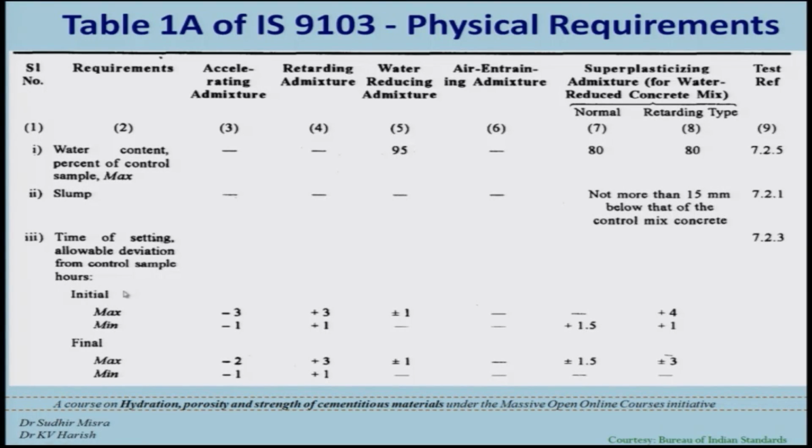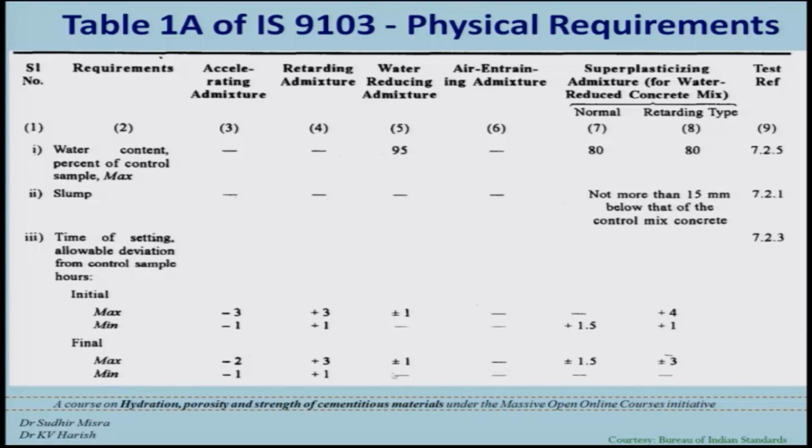Time of setting. So, again time of setting, as we all know that we have both initial and final setting time. Assuming the control sample expressed in hours, the initial setting value maximum and minimum are shown here. So, for accelerating admixture it is -3, for retarding admixture it is +3, for water reducing admixture it is plus or minus 1 hour. Air entraining agent, no provision is given. Superplasticizing admixture for normal no provision is given, whereas for retarding +4 is given.